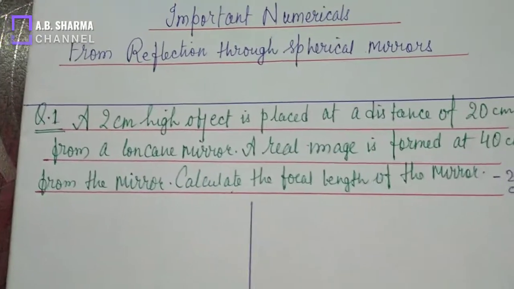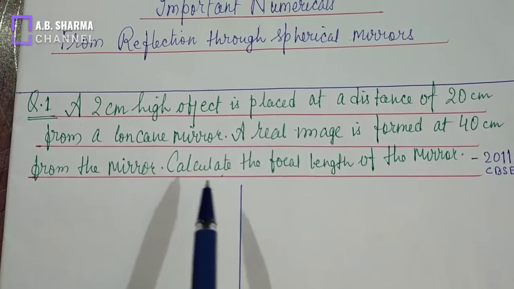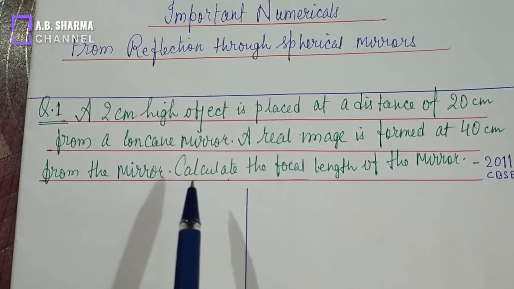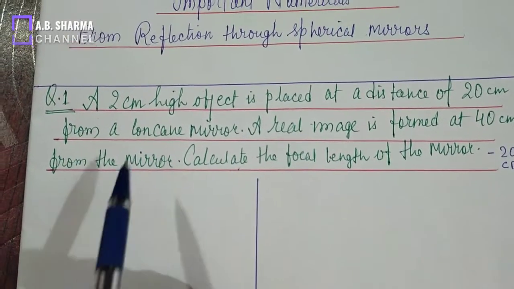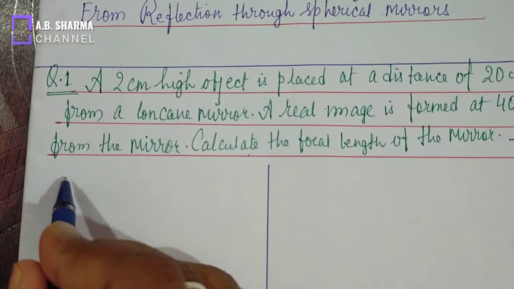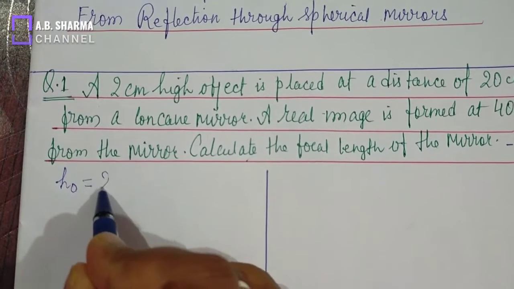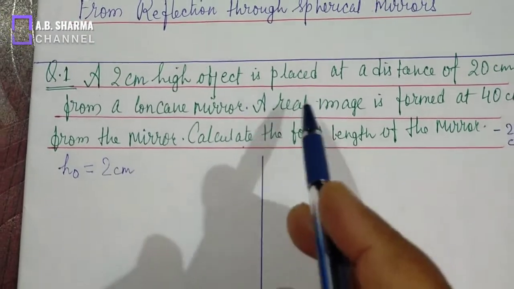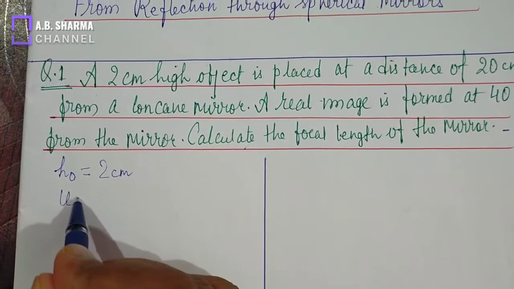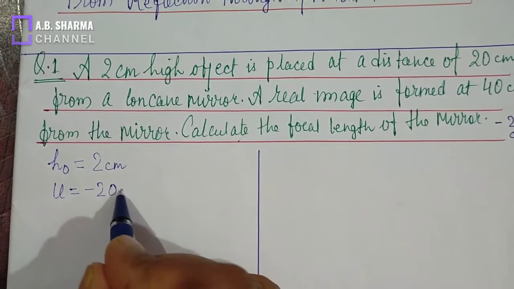Okay. Now I am solving it. See the solution. Whenever you try to solve a numerical question, first write down all the information provided by the question. So I am writing it down. A 2 centimeter high object means height of object is given, that is HO is 2 centimeter. Object is placed at a distance of 20 centimeter and object distance is denoted by U and it is taken negative, that is U equals to minus 20 centimeters.